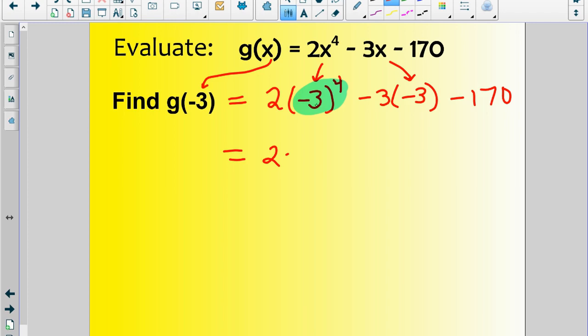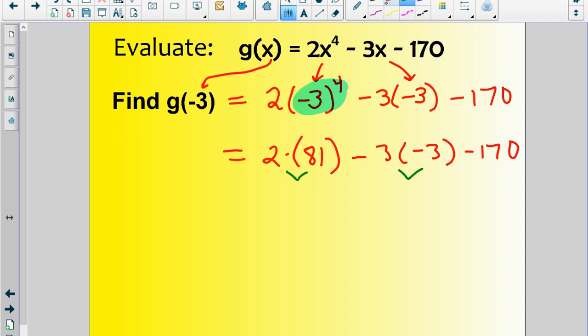negative 3 times negative 3 times negative 3 times negative 3, and you're going to get 81 when you do that. And it needs to be positive 81, because when you multiply 4 negative numbers together, you will get a positive answer. So I'm just going to bring down the rest of this for now and keep all my steps together. Next, I want to go ahead and multiply.